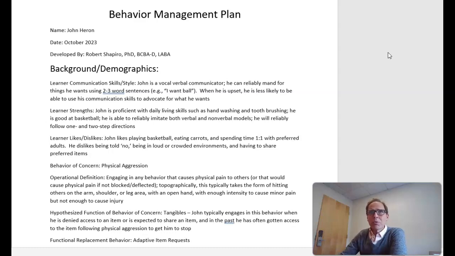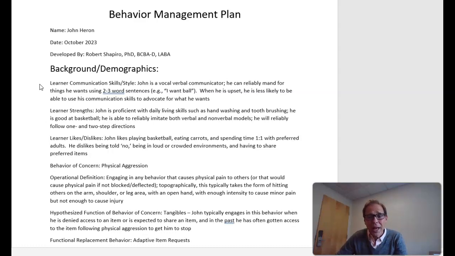So in this behavior management plan exemplar, we have the name of the client, the date, and who developed the plan. And then when we get into background and demographics, there are a couple of key things that are talked about here. And again, it's by no means an exhaustive list, but here are some key things that are important for us to think about. The first one is the learner's communication skills or style. And this is going to be really important because as we think about replacement behaviors, it's going to be important to know how the person that we're working with currently communicates.